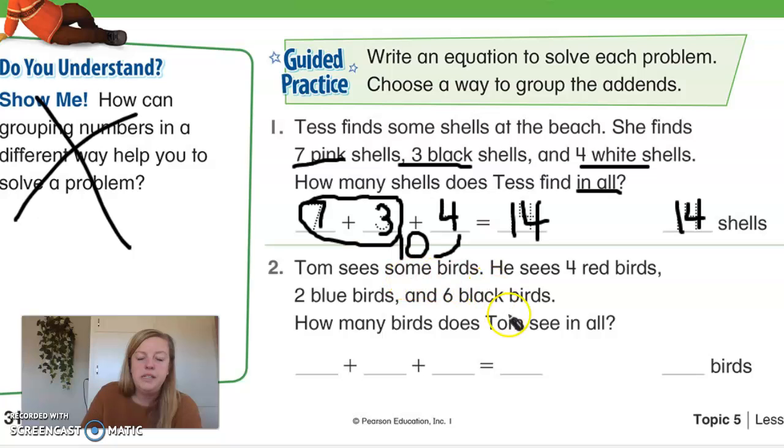Number 2, Tom sees some birds. He sees 4 red birds, 2 blue birds, and 6 black birds. How many birds does Tom see in all?